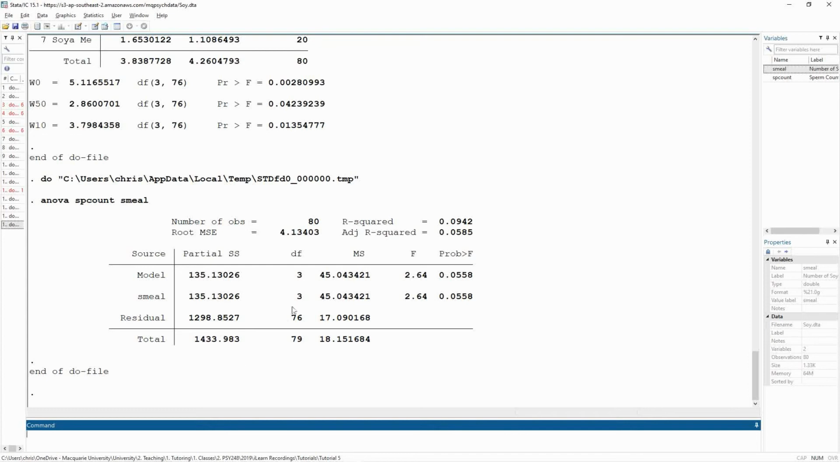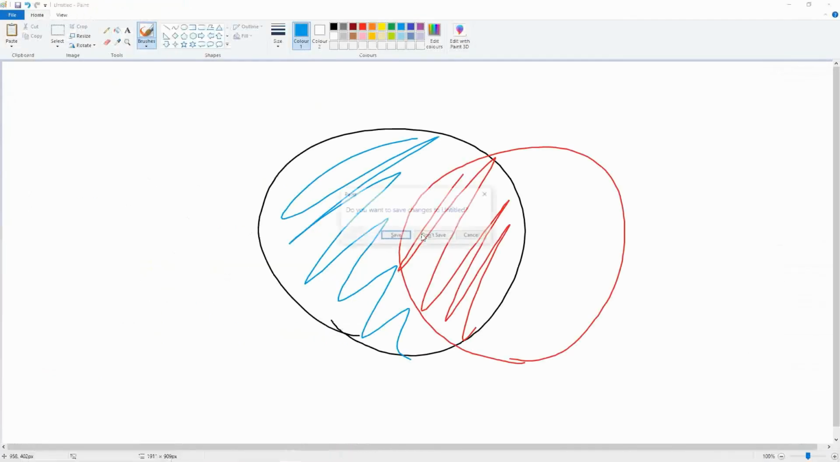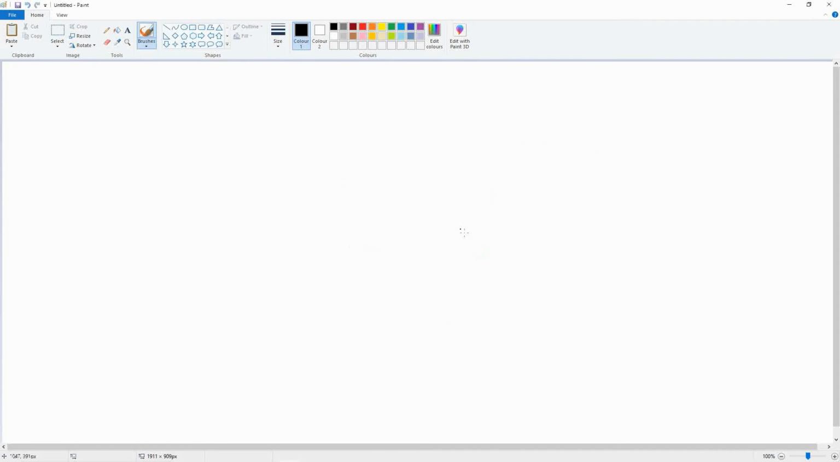Now, degrees of freedom. Degrees of freedom is this concept about how many numbers do I need to know to predict a particular mean. And the best way to describe this is actually not so much how many numbers do I need to know to predict a mean, but if I know the mean, how many numbers do I need to know? So let's say we have 4 groups.